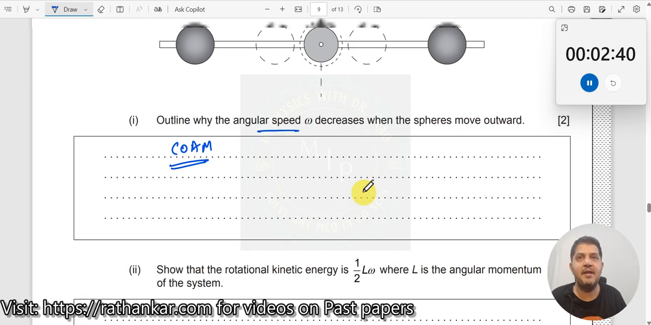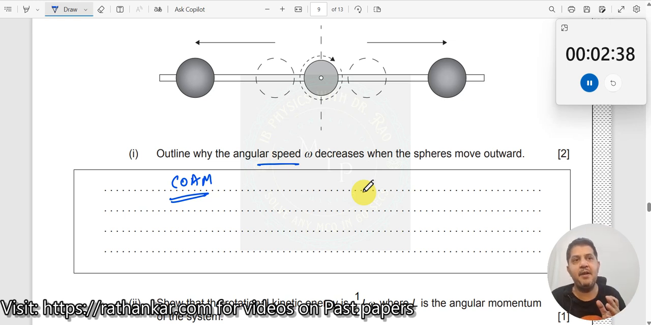Conservation of angular momentum tells you the angular momentum before applying a force or before a collision is equal to angular momentum after a collision. Similar to your conservation of momentum principle, this also applies over here. But we don't have a collision over here. So what's happening over here? So there's a movement over here, right?